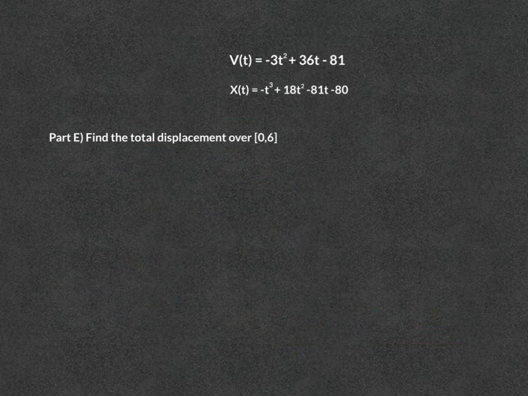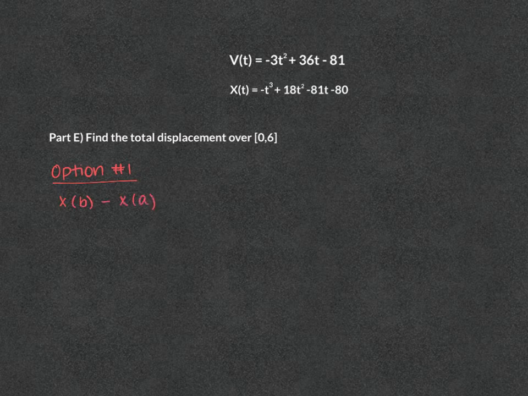Okay, so part E is asking us to find the total displacement over the interval from 0 to 6. So just know that displacement can be found in two ways. So you can choose which way you'd like to do this. So the first option is to find x of b and subtract x of a. And the second option is to integrate v of t dt over the interval from a to b. Now I'm going to do both ways so that way you guys can pick which option you feel most comfortable with.